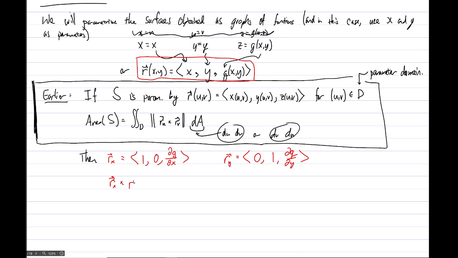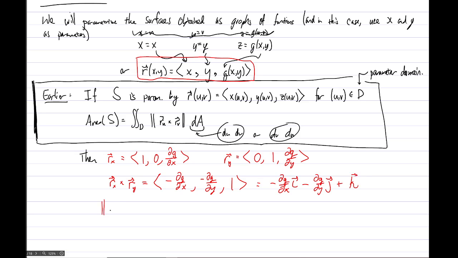You should just do it. If you take the cross product of r sub x and r sub y, you're going to get negative partial derivative of g with respect to x, comma negative partial derivative of g with respect to y, comma 1. If we want, we could of course write this in ijk form as negative partial derivative of g with respect to x times vector i minus partial derivative of g with respect to y times vector j plus vector k.